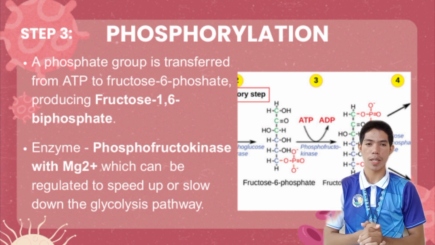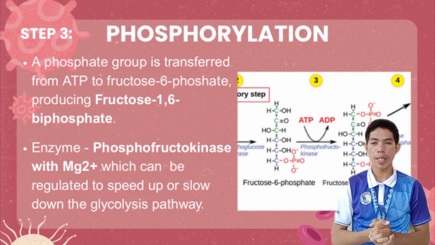So what does it mean? It means that ang phosphate group na galing kay ATP ay nag-transfer na naman kay fructose 6-phosphate. So mayroon na tayong dalawang phosphate group na utang galing kay ATP. So ngayon, si fructose 6-phosphate ay naging fructose 1,6-bisphosphate na kasi mayroong dalawang phosphate group na na-attach sa ating structure.